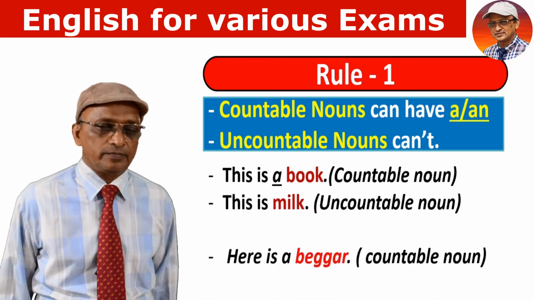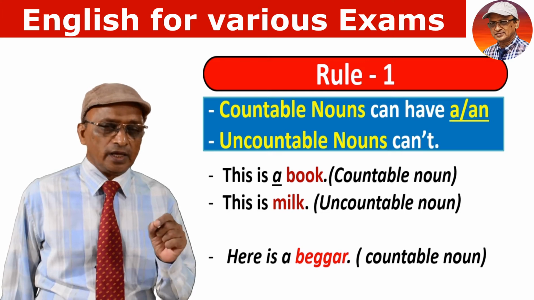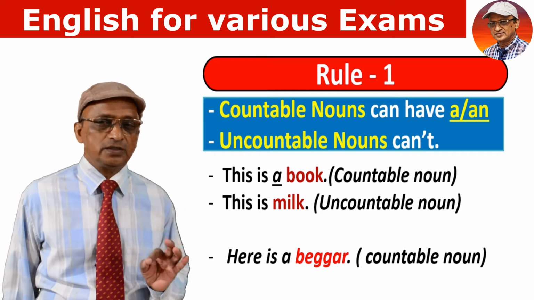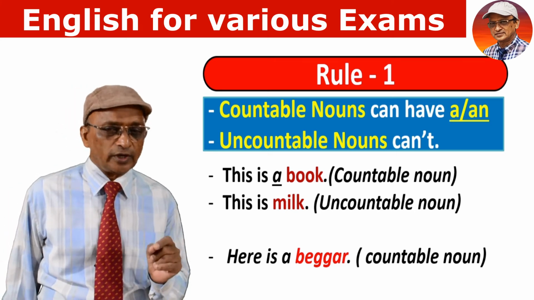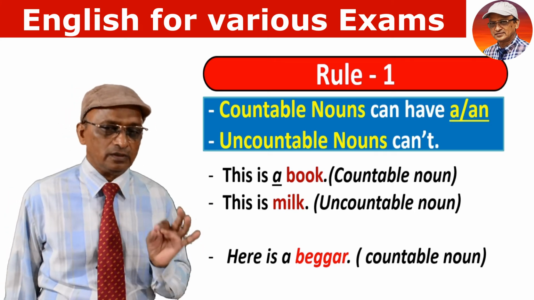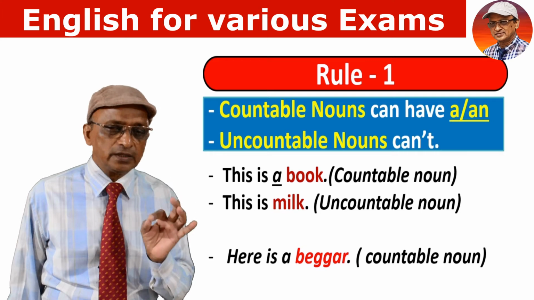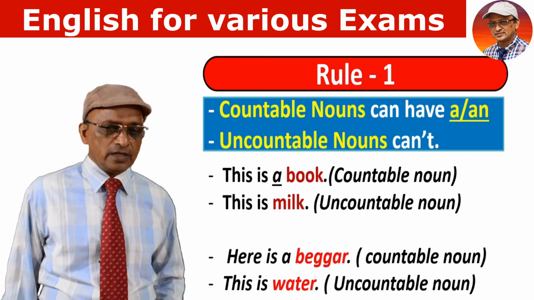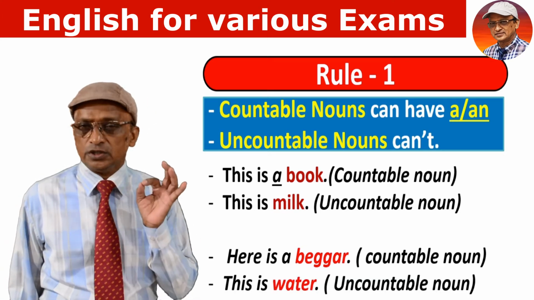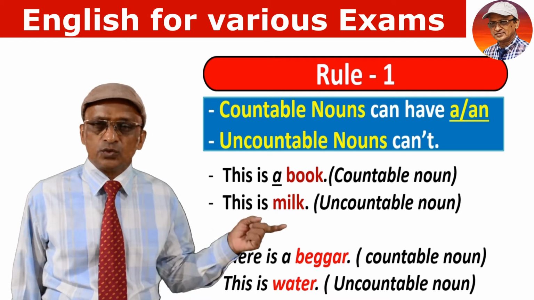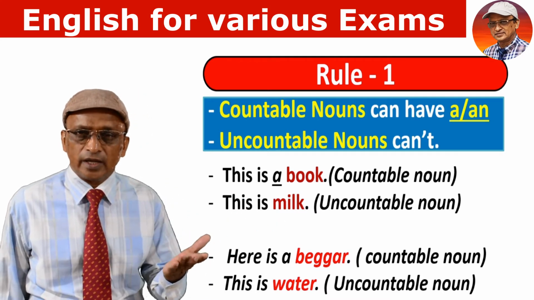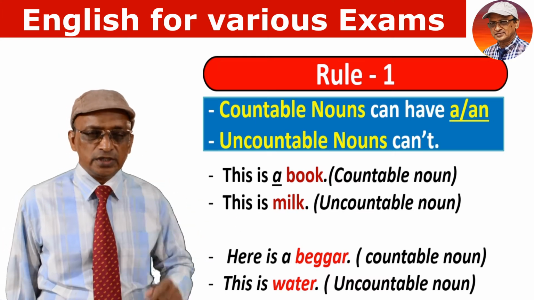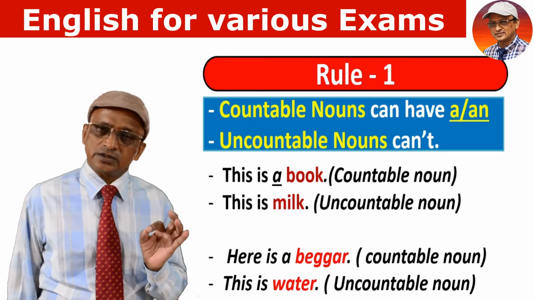Still another example. Here is a beggar. Beggar is a person, and the number of beggars we can count. That's why the use of a with beggar is permissible. It's correct because beggar is a countable noun. And if I say this is water, when I say water, it's uncountable. With an uncountable noun, a or an can't be used. That is why this sentence, this is water, is correct.